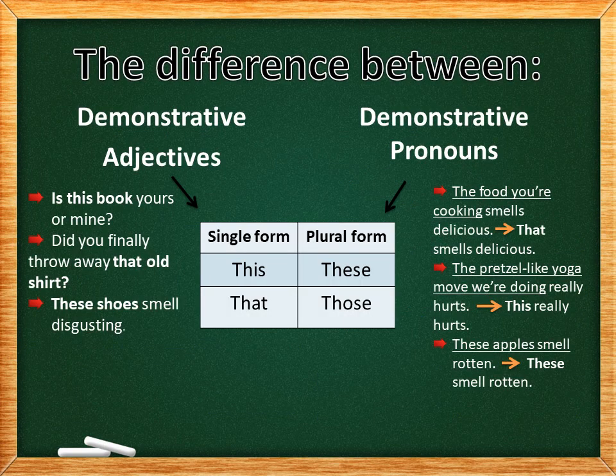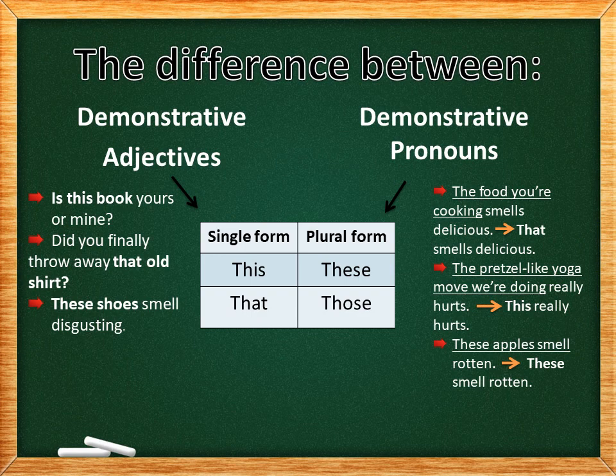The demonstrative pronouns and demonstrative adjectives modify nouns. The most popular are this, that, these, and those. The difference between demonstrative adjectives and pronouns is in the sentence structure. The demonstrative pronoun takes the place of the noun phrase. For example, here are some demonstrative pronouns that are taking the place of the underlined noun phrase. The food you're cooking smells delicious. That smells delicious. The pretzel-like yoga move we are doing really hurts. This really hurts. These apples smell rotten. These smell rotten.